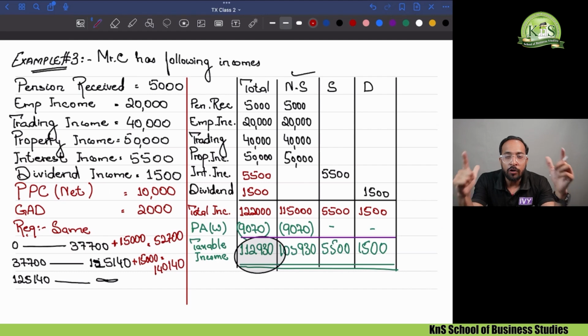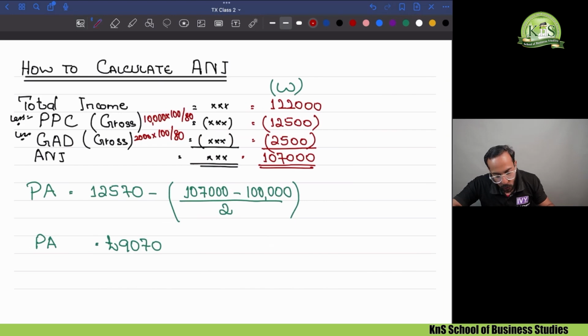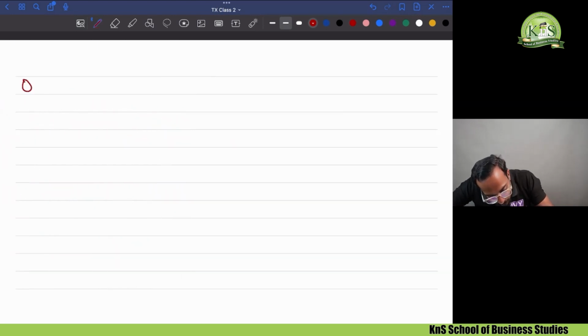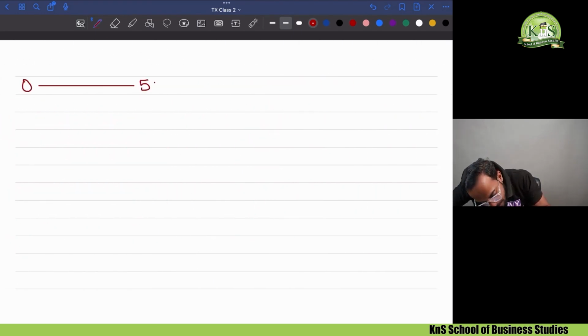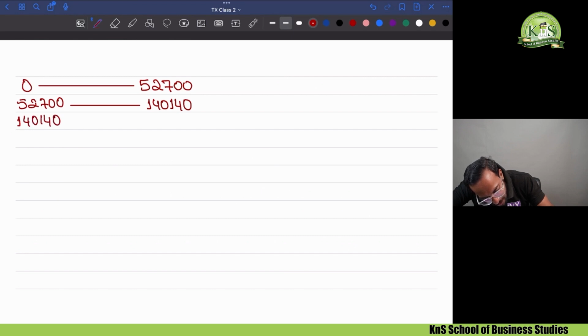Second, they both will increase the band with the gross amount. Mark my word, write my words, right? So now you will have a new band starting from 0 to 52,700. This is your basic band, and your higher band is up to 1,40,140, and your additional band starts from here and goes to infinity.